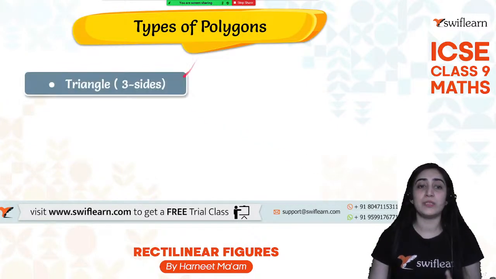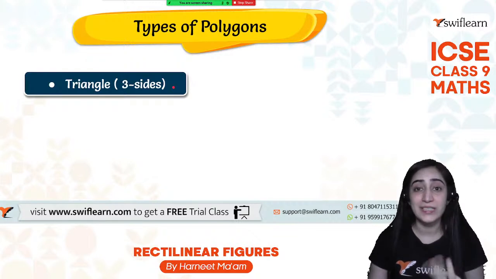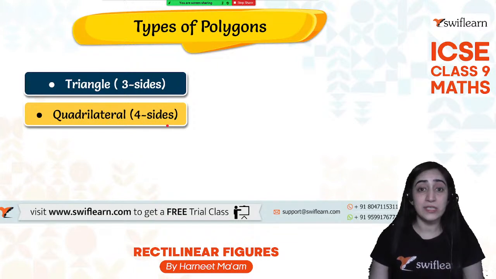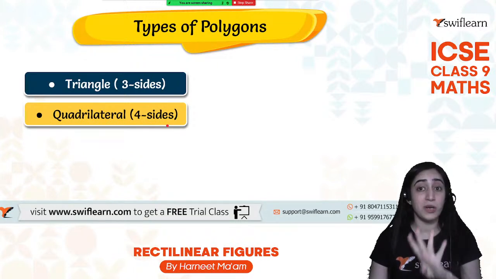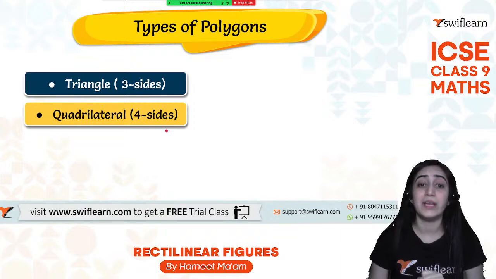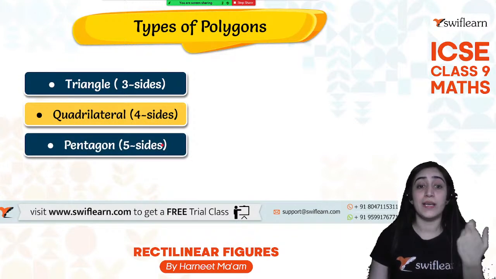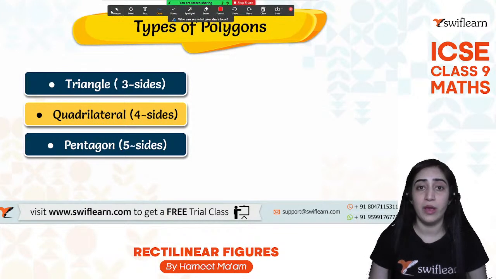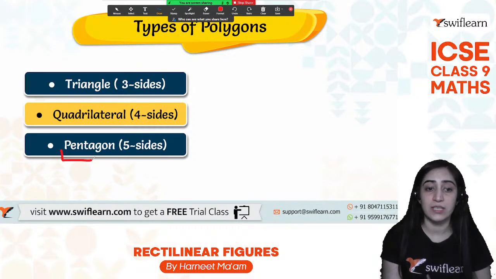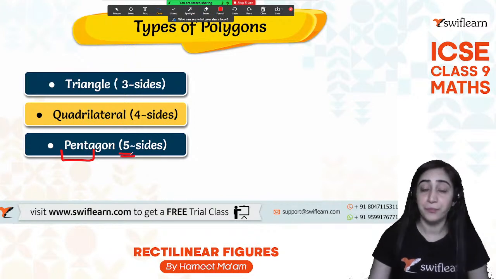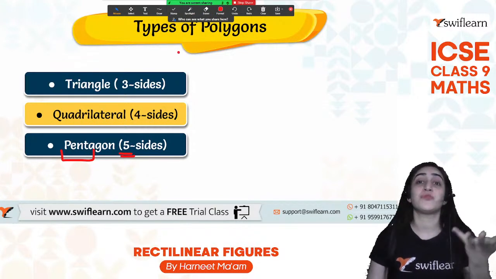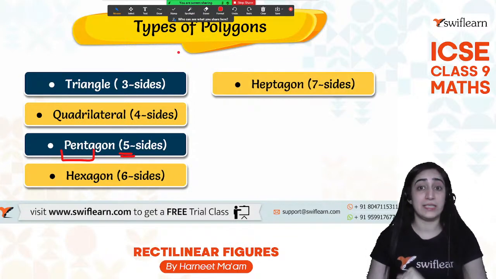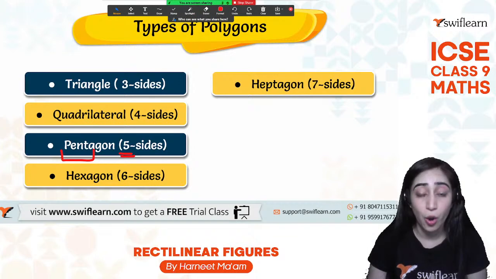So the types of polygons: a triangle which has 3 sides, we also call it a trigon, whereas a quadrilateral is a 4-sided figure which has 4 sides, 4 vertices, 4 corners, 4 edges, right? Pentagon is for 5, so penta stands for 5. Whenever you hear a word with penta, that means it is a 5-sided figure, and 5 sides means 5 angles as well. Hexagon means 6. Hepta means 7, so they call it a heptagon.